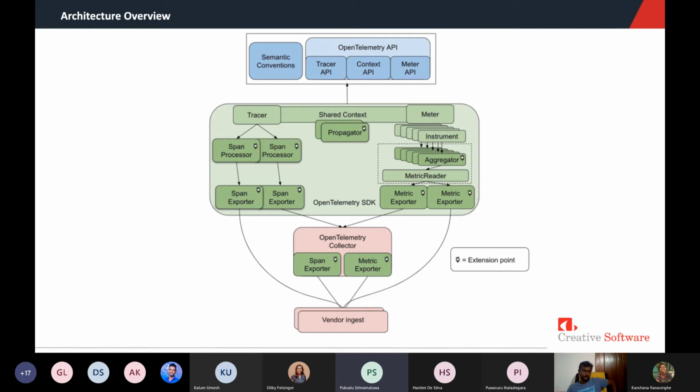And then comes the SDK. It has a tracer pipeline, which is responsible for capturing the generated spans and exporting them. And then the shared context, which is responsible for propagating the span context from one system to another. And the meter pipeline, which is responsible for aggregation of measurements that are done in the instrumentation.